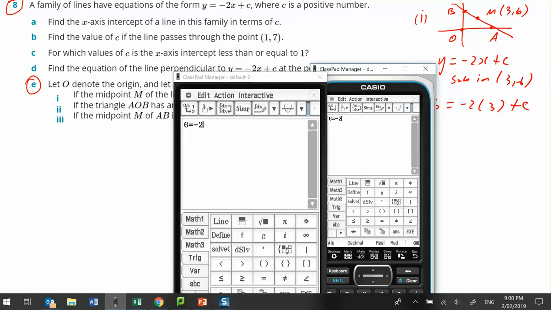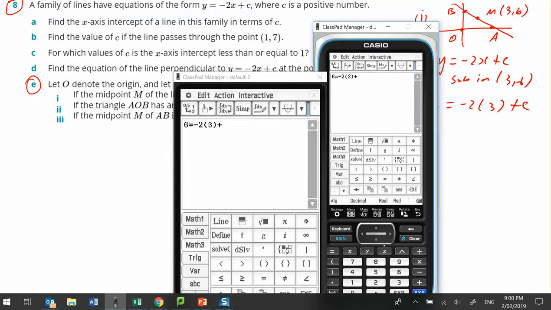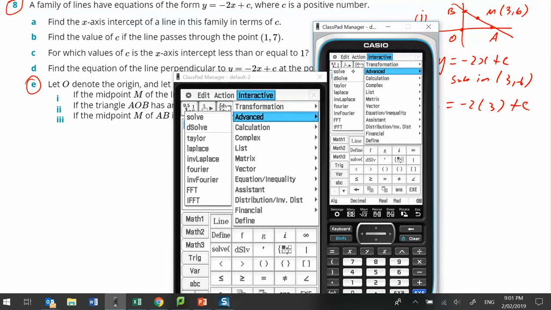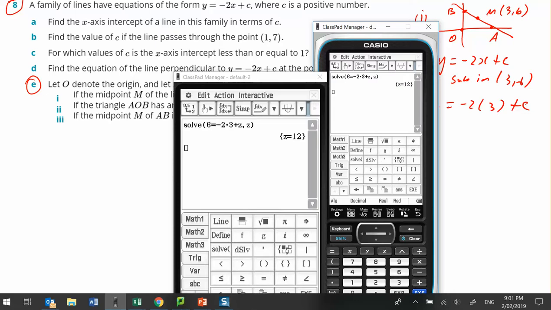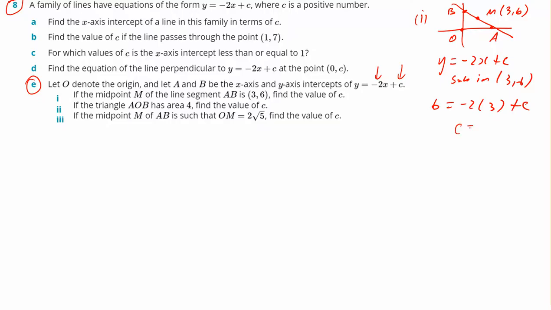6 equals negative 2 times 3 plus c. Now, for convenience, because c is not available directly on our buttons, I'll just use z. It's a little trick you can use. Interactive and solve, and I want to solve for z. So c equals 12. Okay, so that part's done.